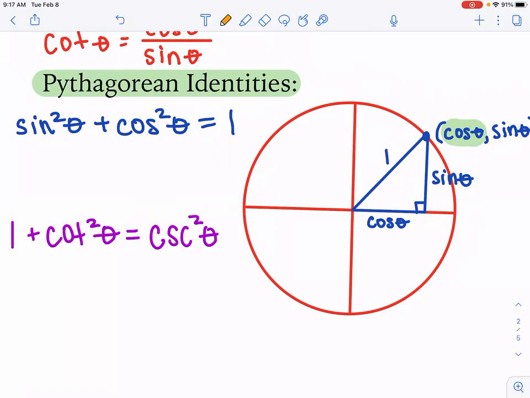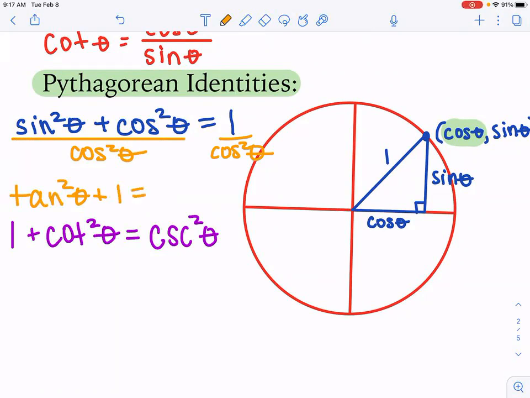And then there's a third one. I'm going to take both sides and divide by cosine squared this time. Don't write that down, but write down what I'm about to do. Sine over cosine is the same as tangent. So we have tangent squared plus cosine squared over cosine squared gives us 1, equals 1 over cosine squared, which is the same as secant squared. Here are your 3 Pythagorean identities.